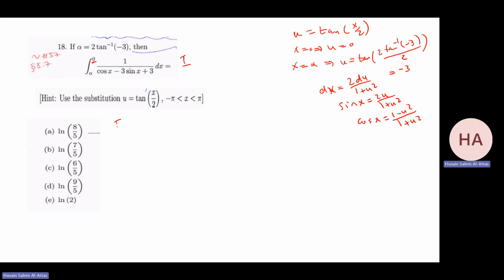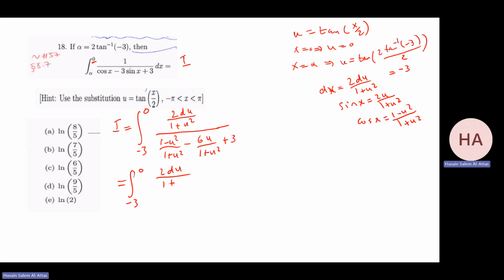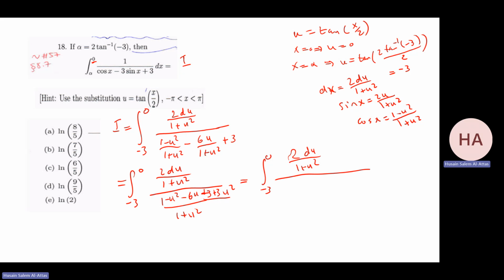I plug everything into this integral. So I is the integral from minus 3 to 0 of dx, which is 2 du over 1 plus u square, over cosine x, which is 1 minus u square over 1 plus u square, minus 3 sine x. That means minus 6u over 1 plus u square, plus 3. Now I need to do the calculation. This over 1 plus u square, everything. That gives me 1 minus u square minus 6u plus 3 plus 3u square, which makes it the integral from minus 3 to 0 of 2 du over 1 plus u square, over 2u square minus 6u plus 4 over 1 plus u square.